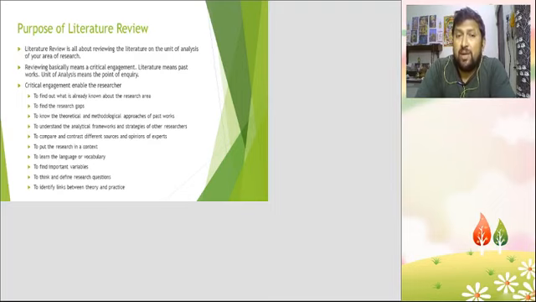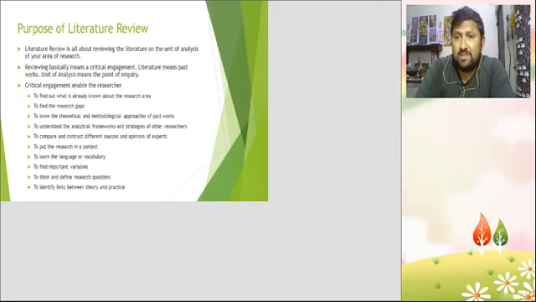So reviewing literature means the researcher must know what a critical engagement is and what the contribution of critical engagement is. Now let's understand the significance of critical engagement. Critical engagement basically enables a researcher. Enables to what? Enables to find out what is already known about the area of research.